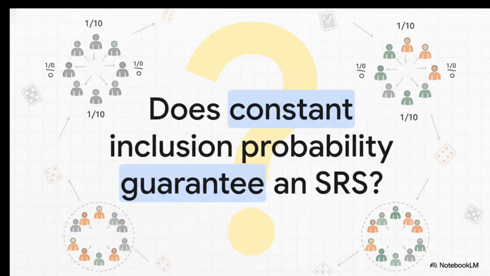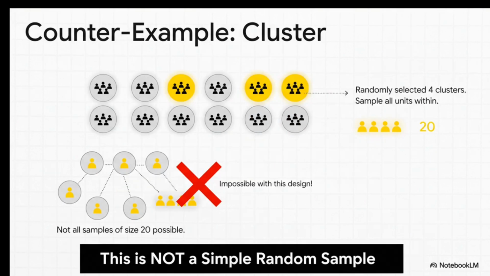But hold on. This leads us to a super important question, and honestly, a pretty common point of confusion. Let's say you set up a system where every single individual has, for example, a 1 in 10 chance of being picked. Is that enough? Does that automatically make it a simple random sample? The answer is a huge no, and this example shows you exactly why.